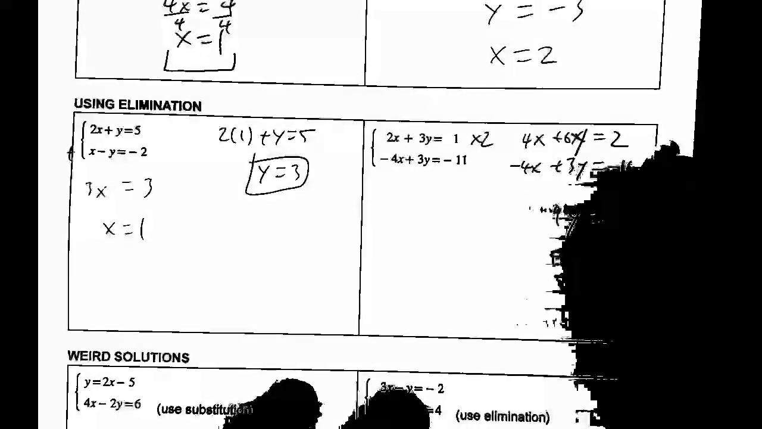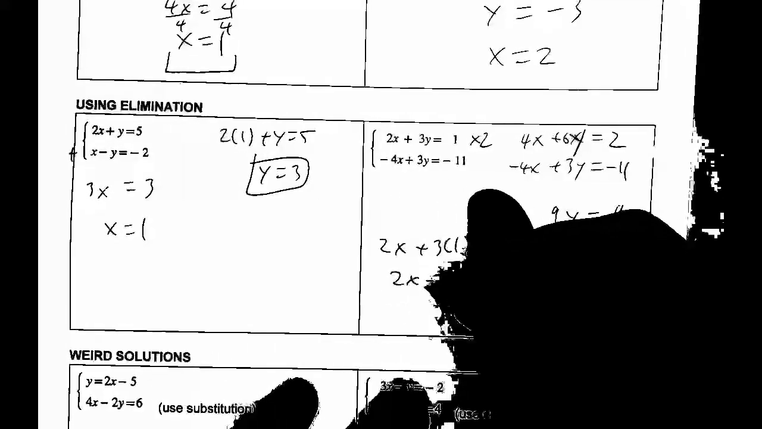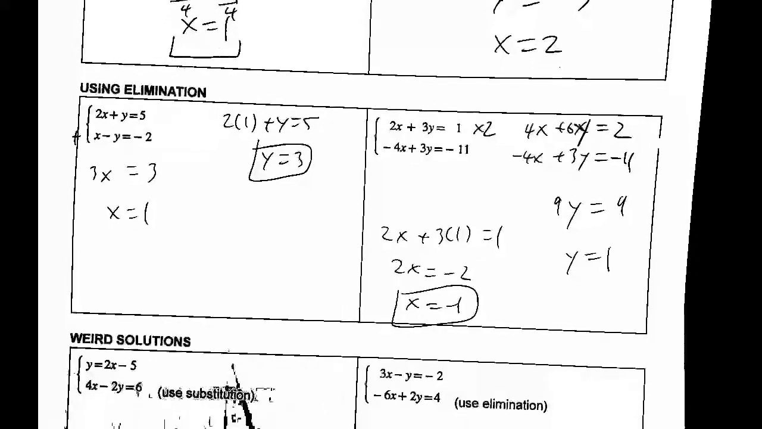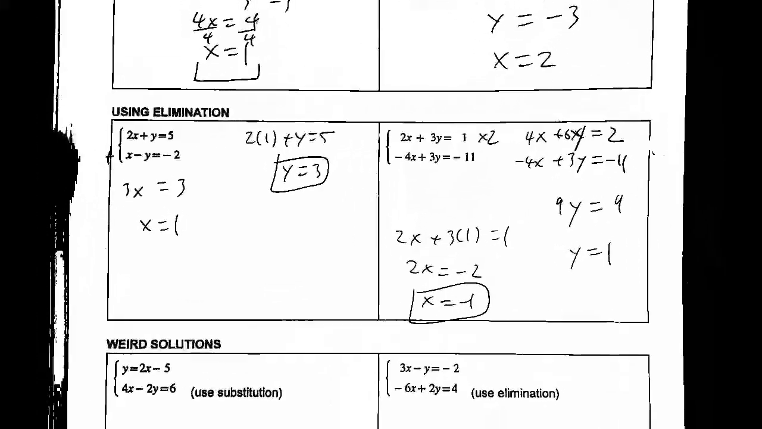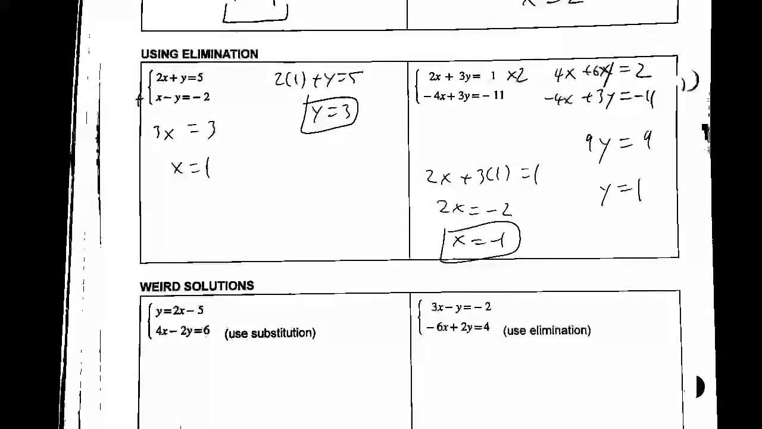So I'm going to get 9y equals 9, y equals 1. We'll plug it back in. 2x plus 3 times 1 equals 1. That means 2x equals -2, so x equals -1. Okay, so here we're combining them so that they cancel, and then plugging the solution back in. The final step is really similar in both of them, right?